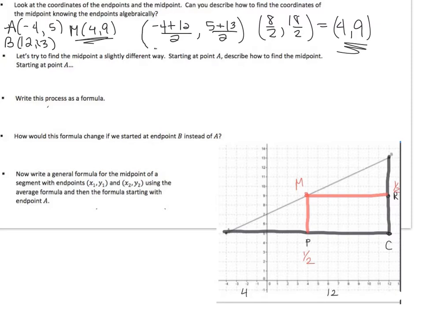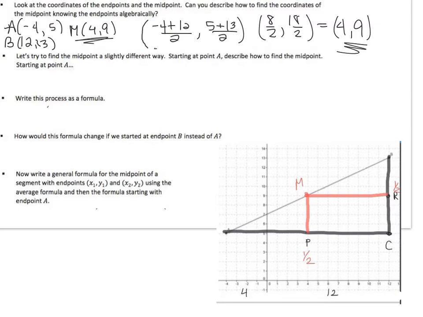Okay, but of course we can't do everything the same way every time. We need to show you guys different ways to do stuff. Because sometimes we don't want to find the midpoint, we may want to find the 2/3 point, or the 4/3 point, or the 5/4 point, etc. So we're going to give you a few different options. So let's try to find the midpoint a slightly different way. Starting at point A, describe how to find the midpoint.